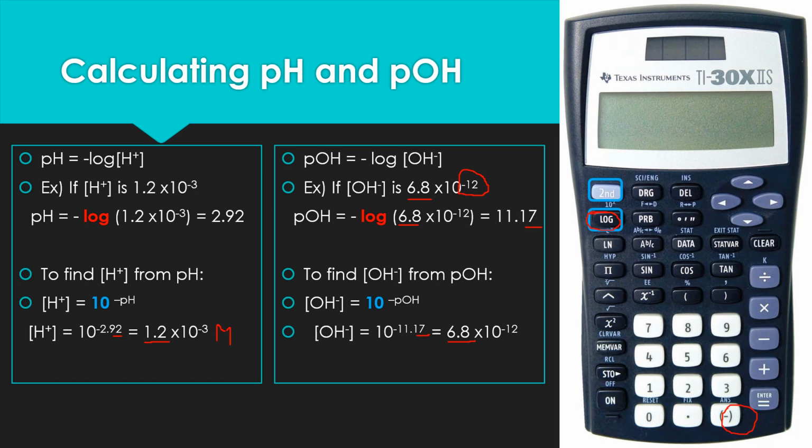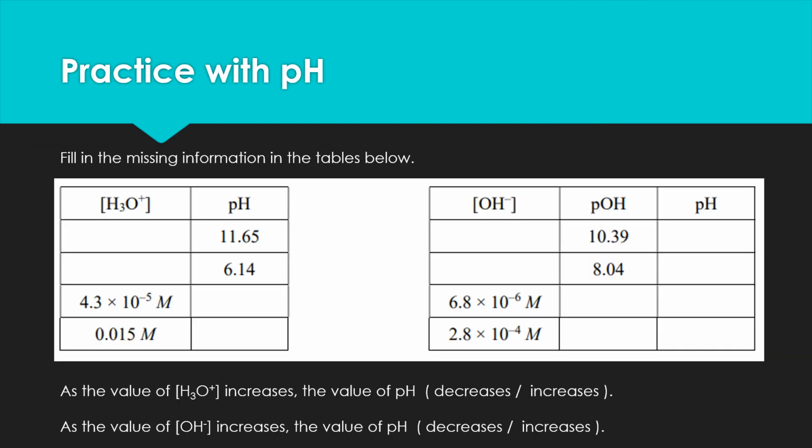Make sure you know which value you're calculating. All right, so let's do some practice with pH, calculating some concentrations and pH values, pOH values, all of that. So we're just finding the missing information in the table. Let's start in this first column here, and we're going to start with the last two boxes. We're just going to practice finding pH first.